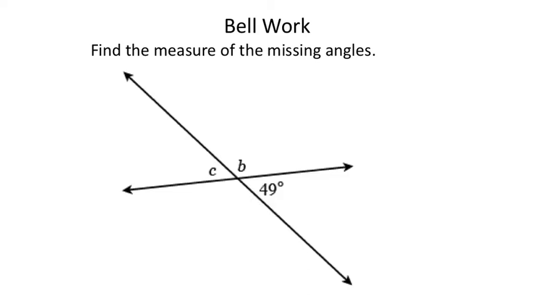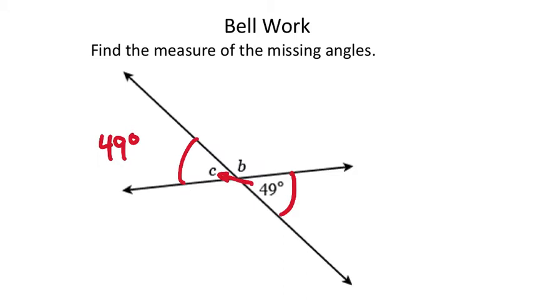So we saw problems like this from last time. The first thing I would probably notice here is that I've got this 49-degree angle, and then there's this angle that's opposite to it through the vertex, which makes these vertical angles. Since they're vertical angles, it means angle C here is 49 degrees.